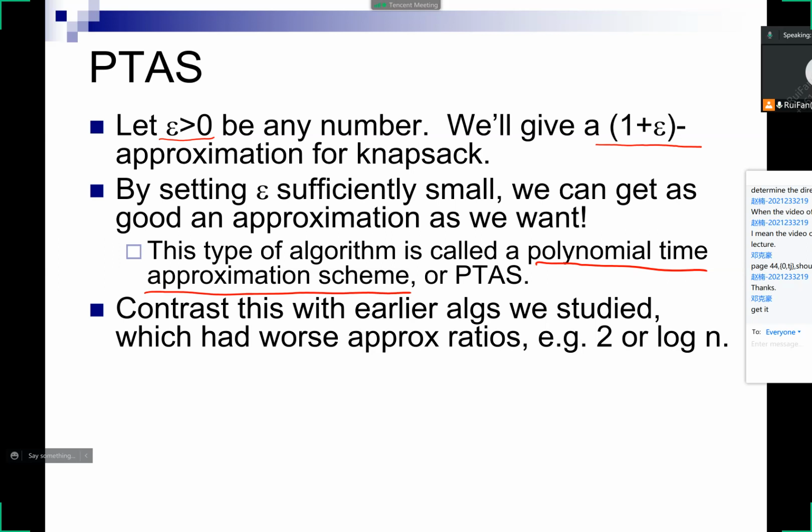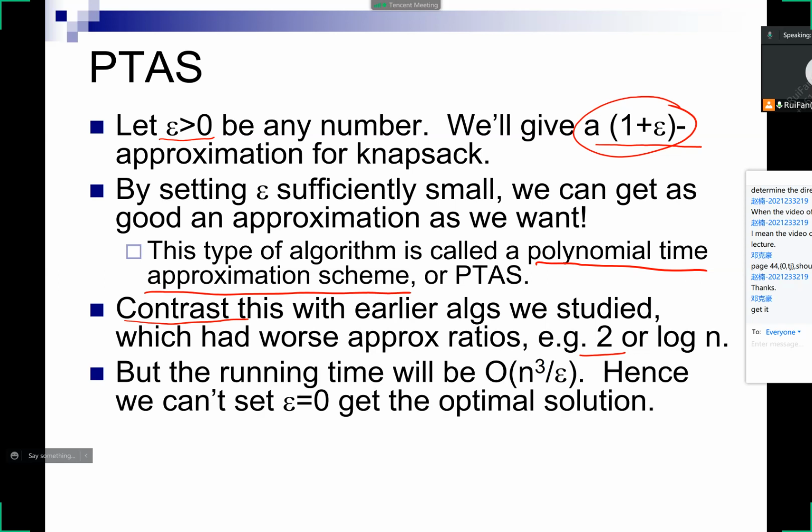Now, one thing is that we can contrast this type of PTAS algorithm with the previous approximation algorithms we saw, which only achieved an approximation factor of, let's say, 2 or 4/3 or log n or something. So those algorithms cannot achieve arbitrarily good approximations, whereas the PTAS can achieve arbitrarily good approximations.